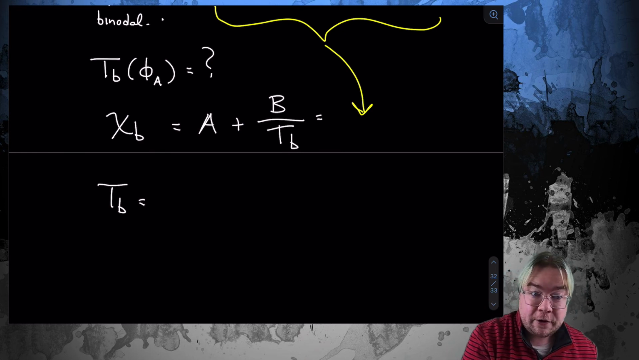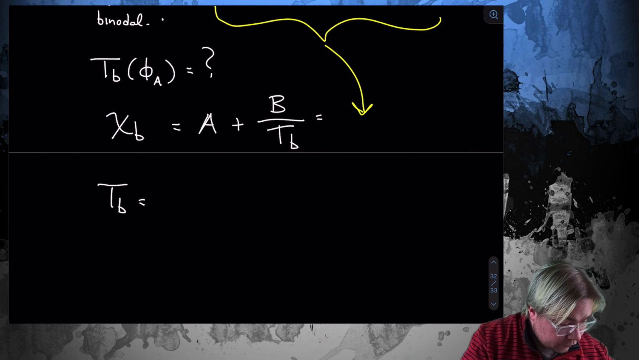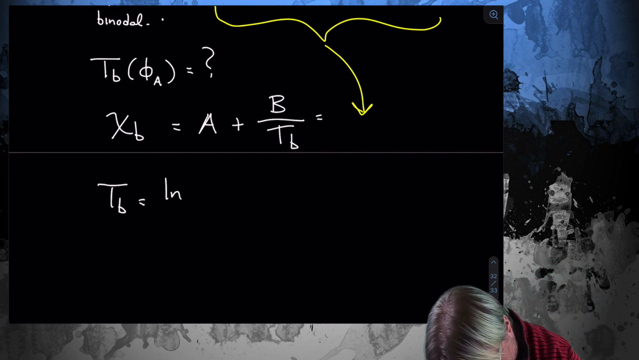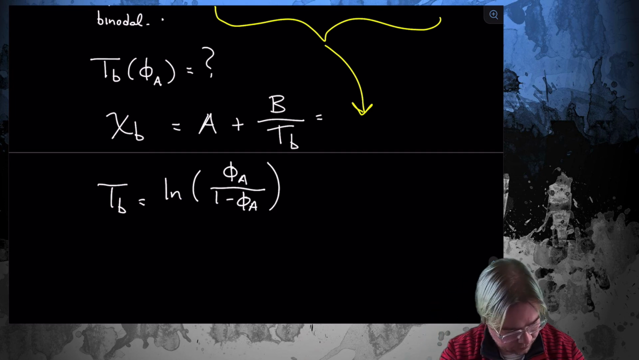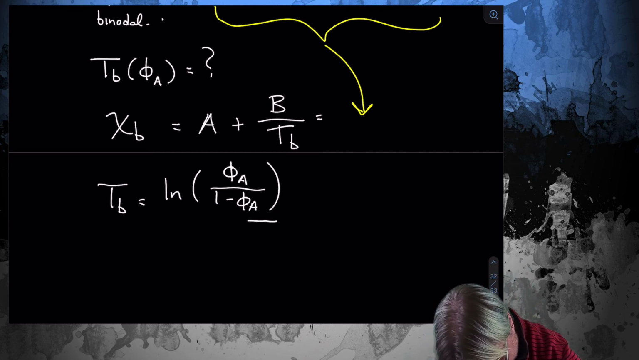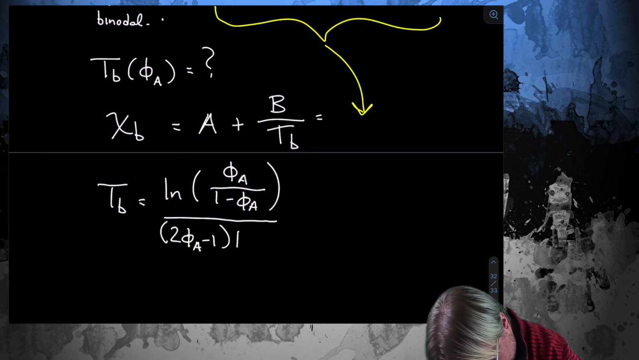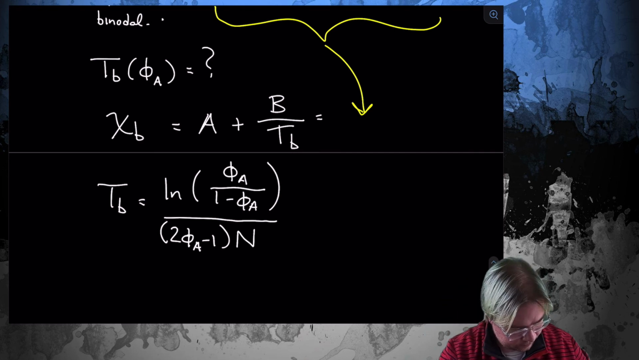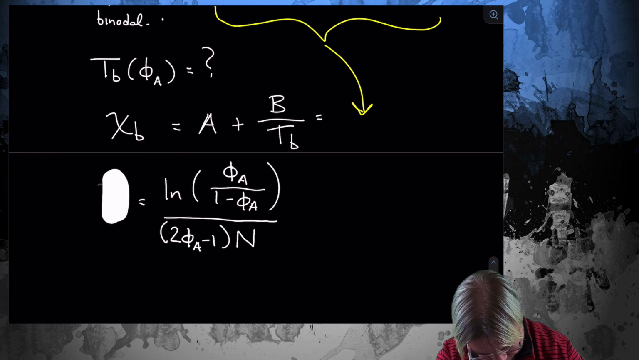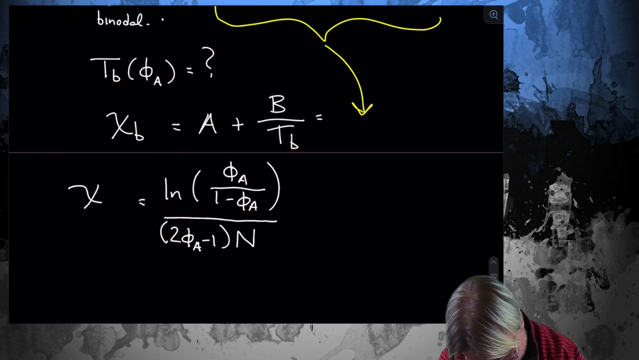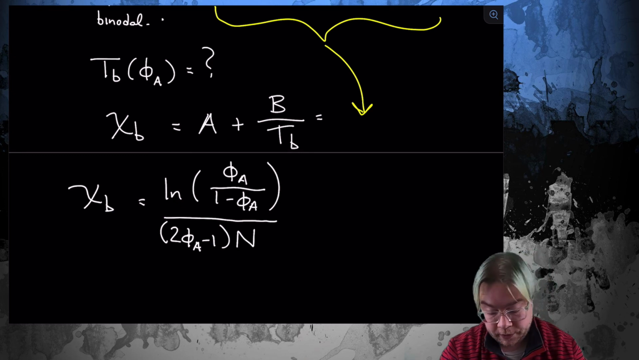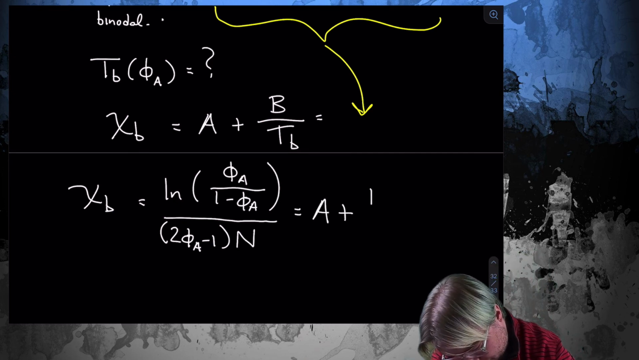And so let me check my notes, make sure I don't leave anything off. If I was to do this, I could rearrange this slightly and I would get the logarithm of phi A divided by 1 minus phi A, divided by 2 phi A minus 1 times n. Sorry, this would be equal to not the binodal temperature. This would be equal to the Flory-Huggins parameter at the binodal. And that would be equal to A plus B over the binodal temperature.